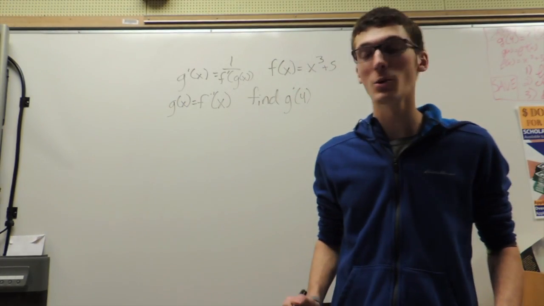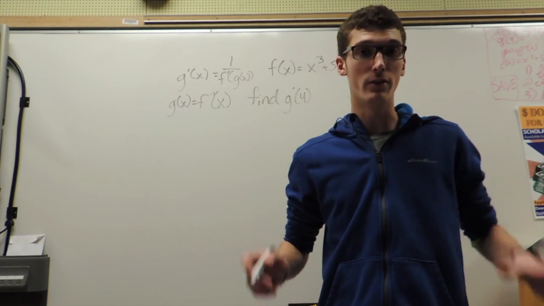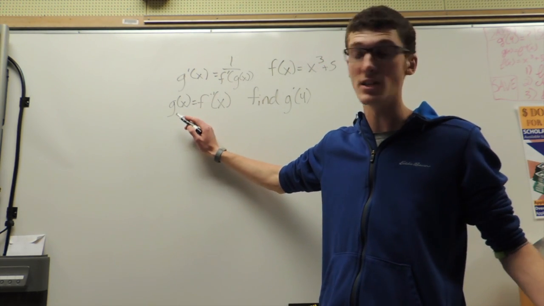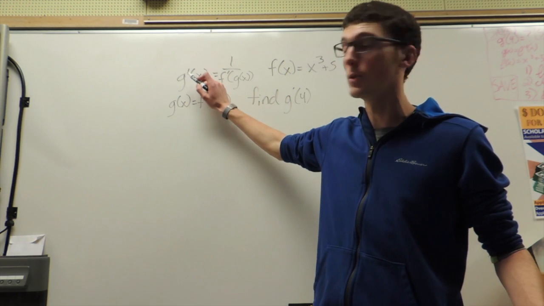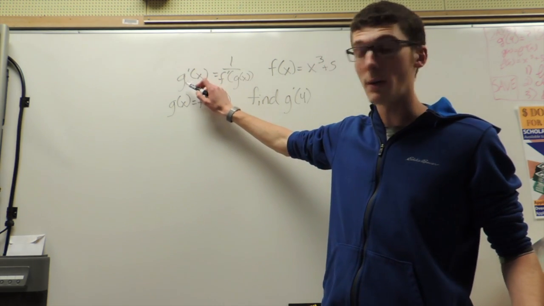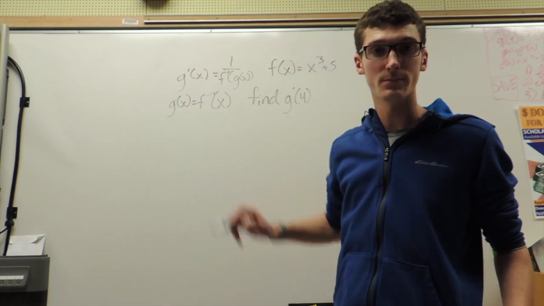Hey guys, so as Joe was saying, we're going to do a problem involving the derivative of an inverse function. So we have the equation right here, g prime of x, and g is also the inverse of f of x, so we're doing the derivative of that inverse right there. So g prime of x equals 1 over f prime of g of x.